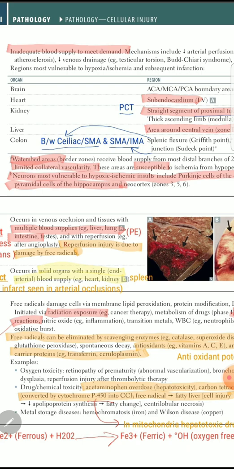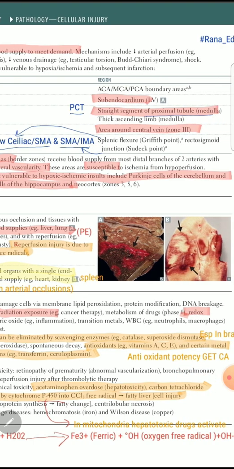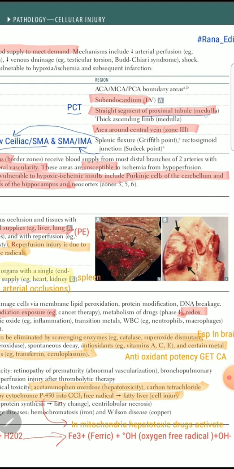Then kidneys, it is the PCT. If we say specifically, it is the straight segment of PCT that is present in the medullary area. So medullary necrosis is seen in case of renal tissue hypoxia usually. So it is PCT, or the straight segment of PCT, we can say.